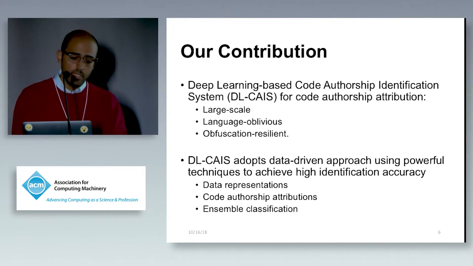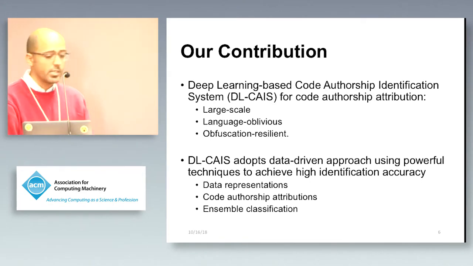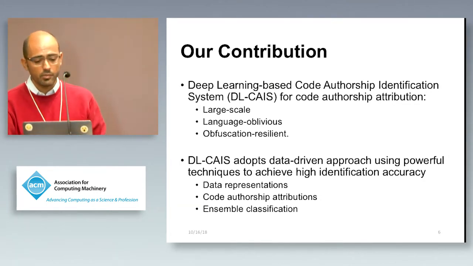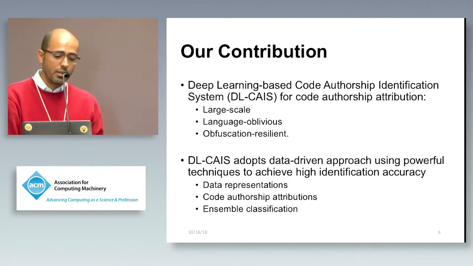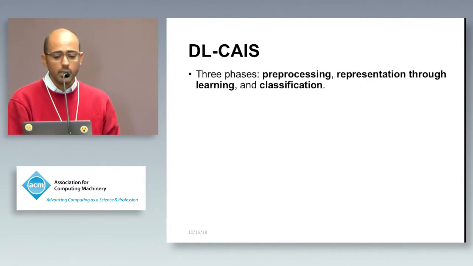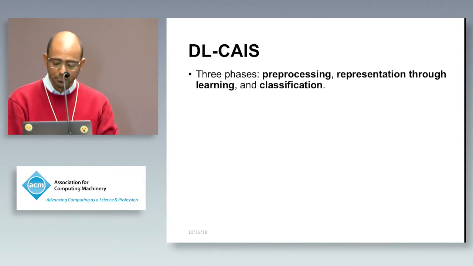Our contribution is a large scale, language oblivious, obfuscation resilient, deep learning-based code authorship identification system. Our system achieves high identification accuracy by tackling the problem of data representation, code authorship attributes, and simple classification. Our system, in a nutshell, has three phases: pre-processing, representation through learning, and classification.